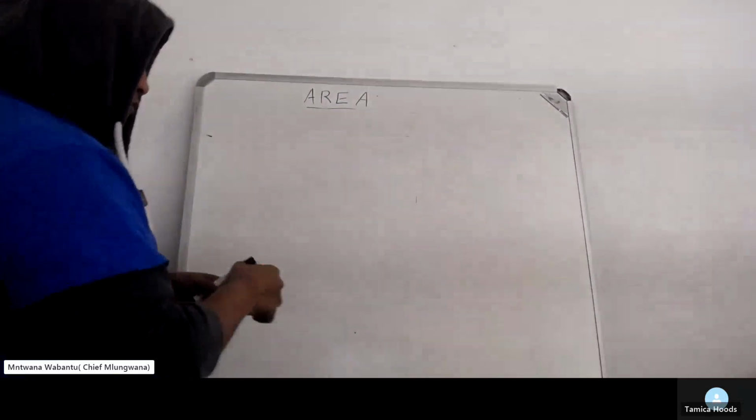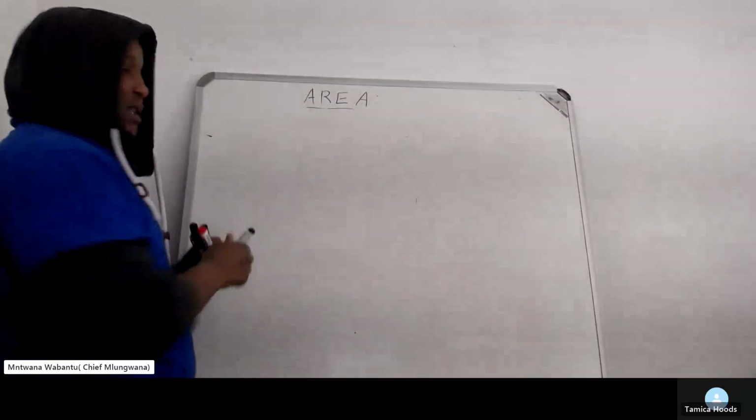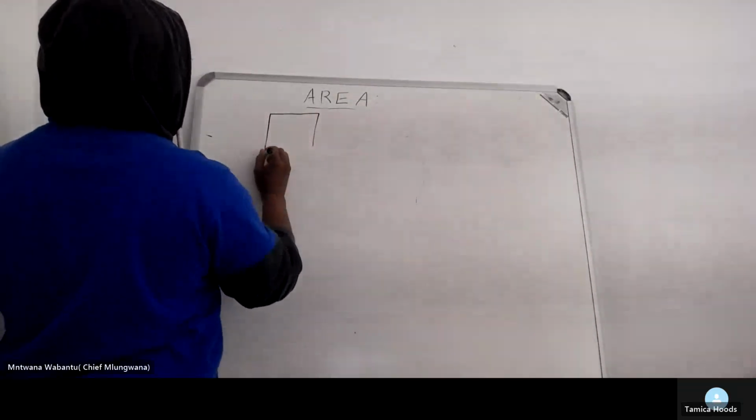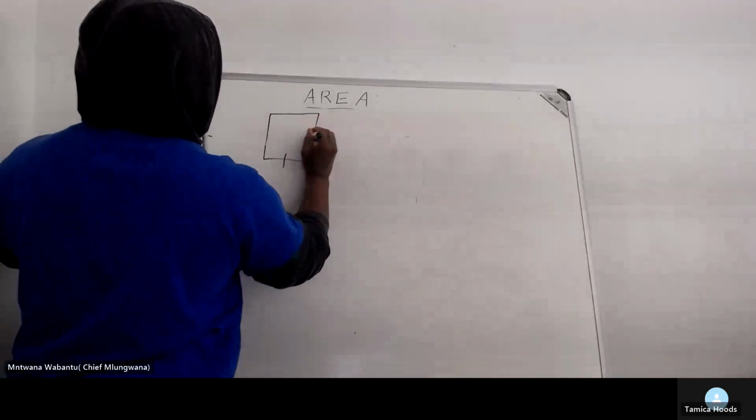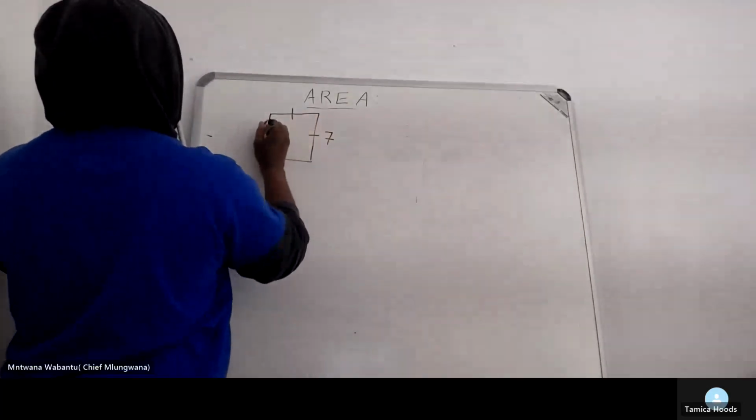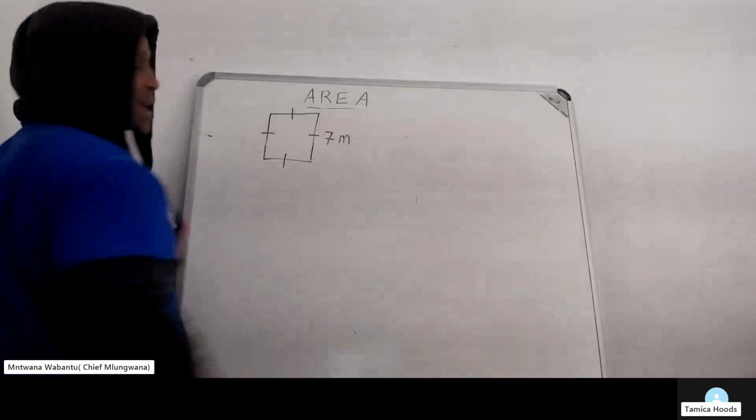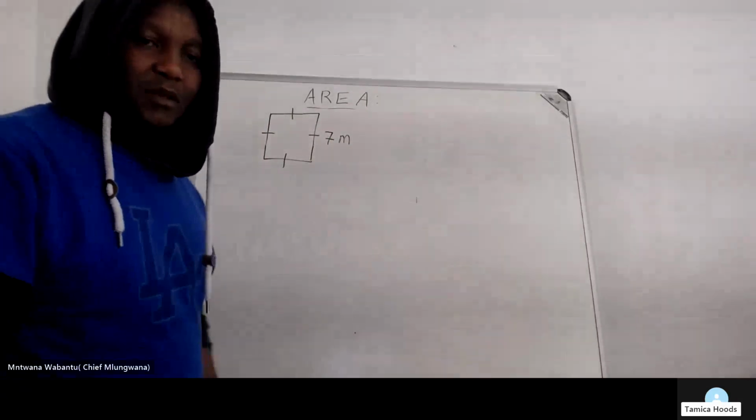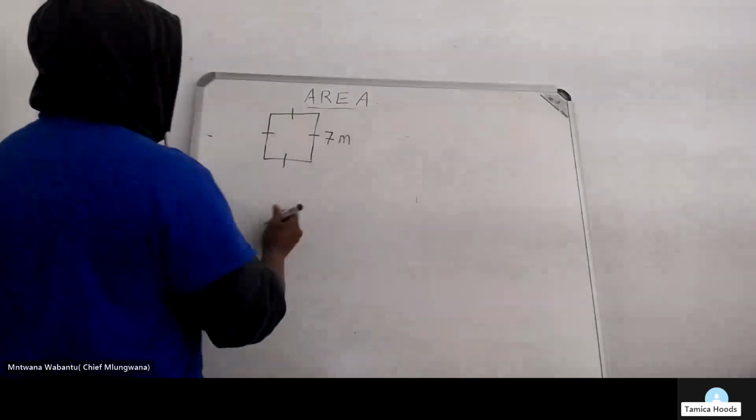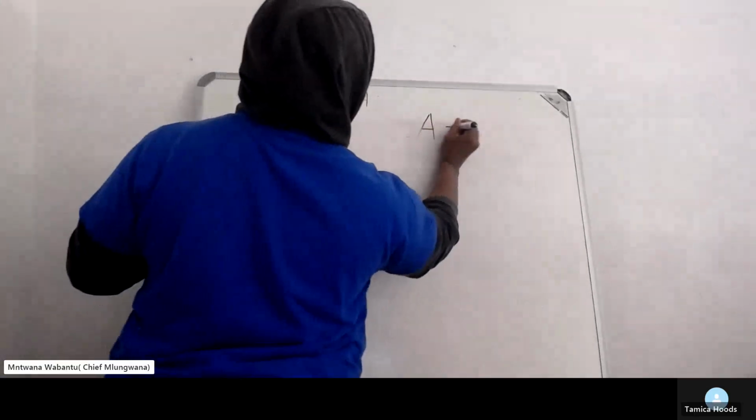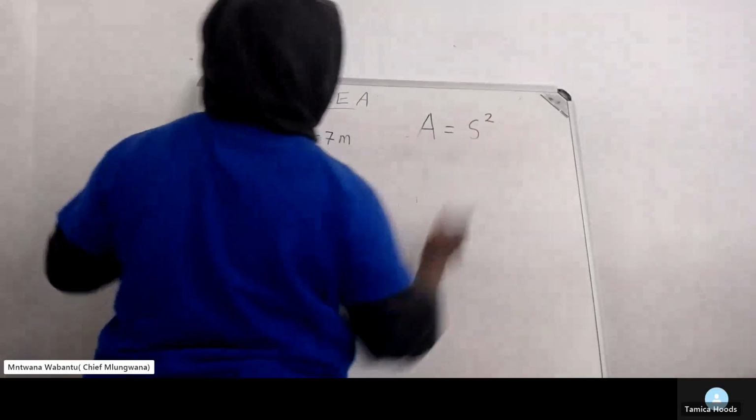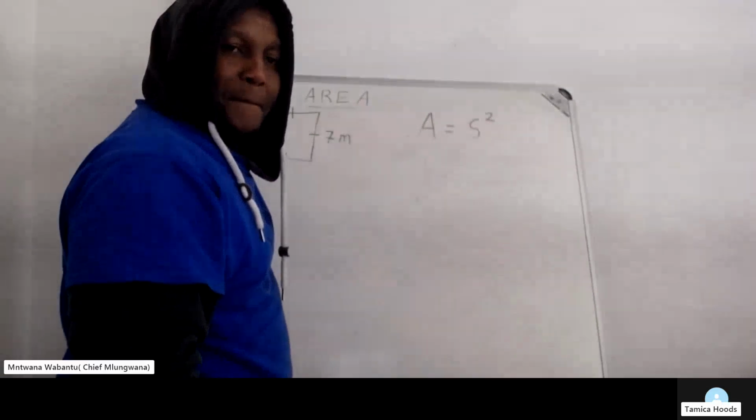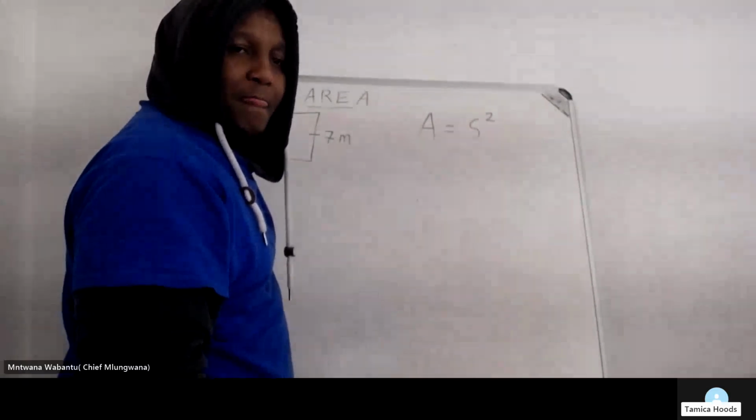Okay. Now let's assume we have a square. This is 7 meters. Find the area. Let's do it together. The area would be side square. Area equal to side square, and then go to the next step, which would be write down the area.